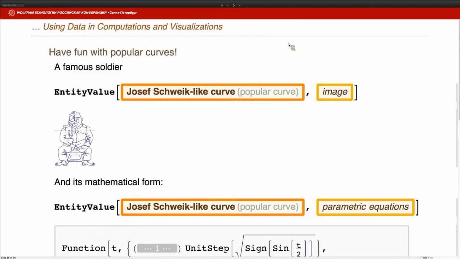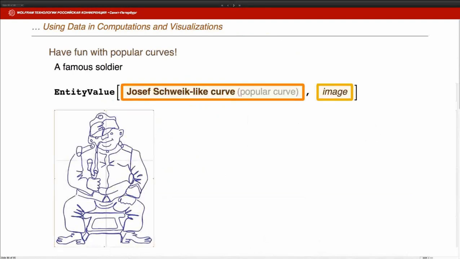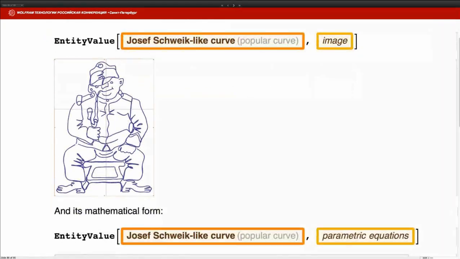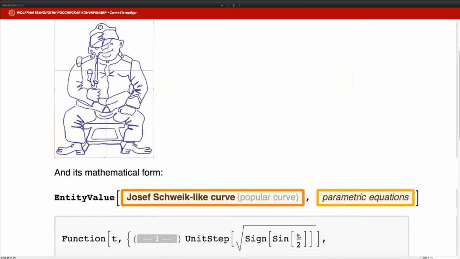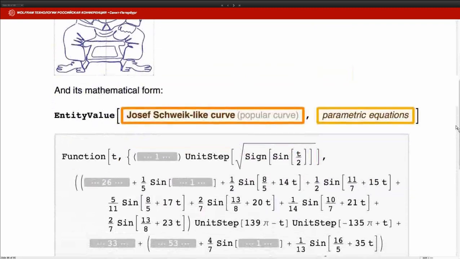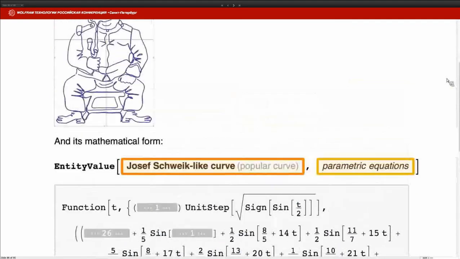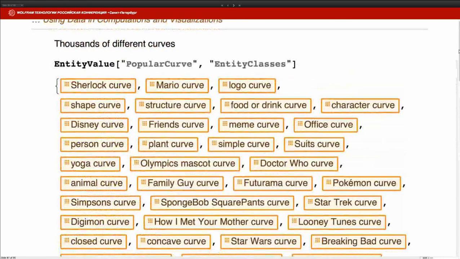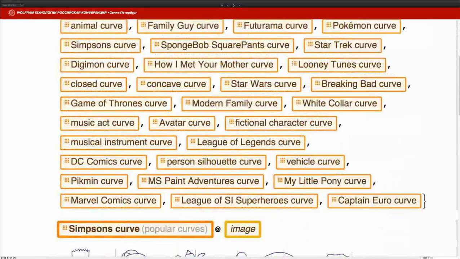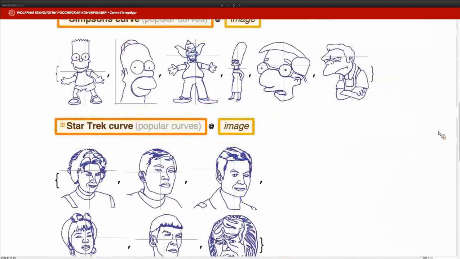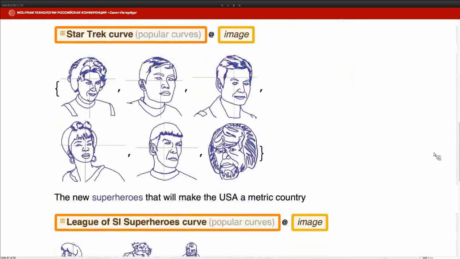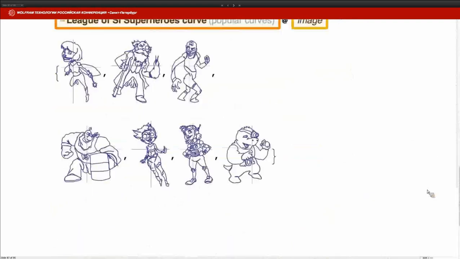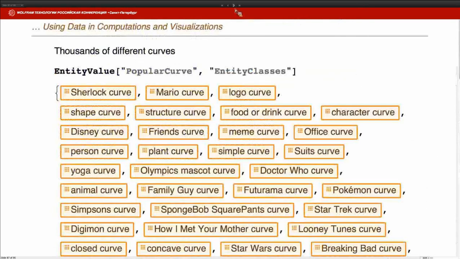And then, as the last example, we have something that we call popular curves. Here is a soldier called Švejk from the Czech Republic, who was very famous in World War I as a cartoon character, and we have a closed form for him, and you can play around with these curves. There are a large amount of these curves that we have. Here are some popular classes, Simpsons, superheroes.